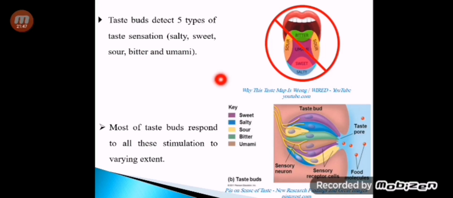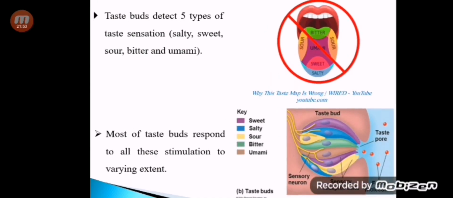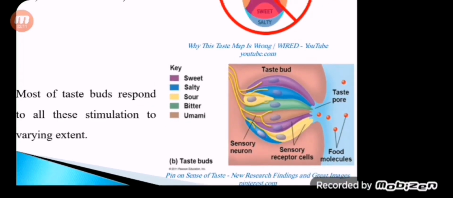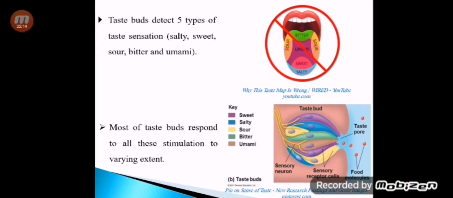Taste buds can detect 5 types of taste sensation, which are sweet, salty, sour, bitter, and umami. Previously they divided the tongue into regions. Each region is responsible for receiving a certain type of taste sensation. For example, the anterior part of the tongue is responsible for the sweet taste, the anterior lateral for the salty, the posterior lateral for the sour, and posteriorly for the bitter, and so on.